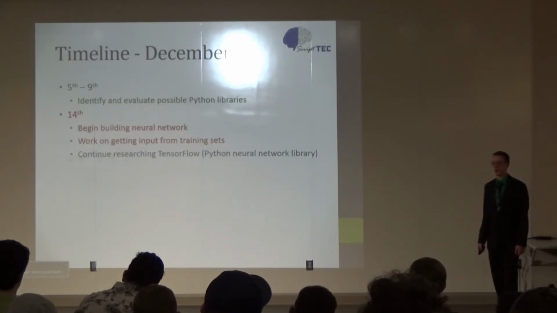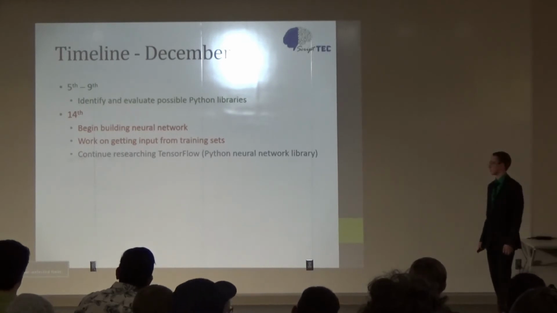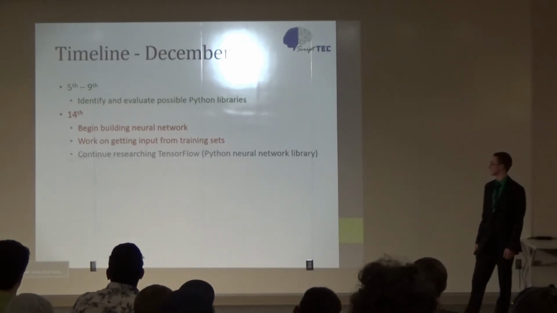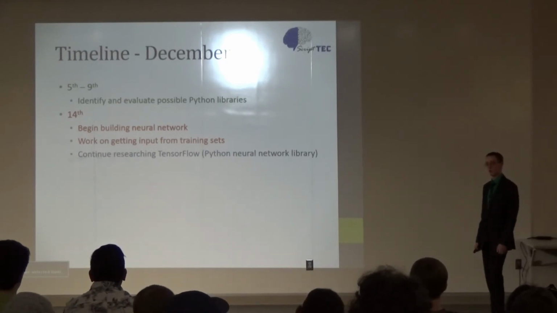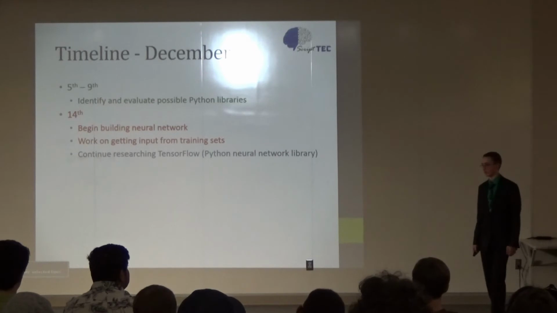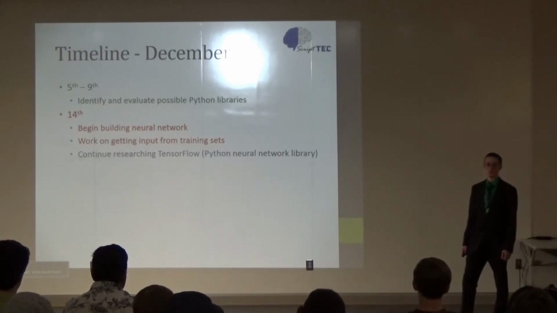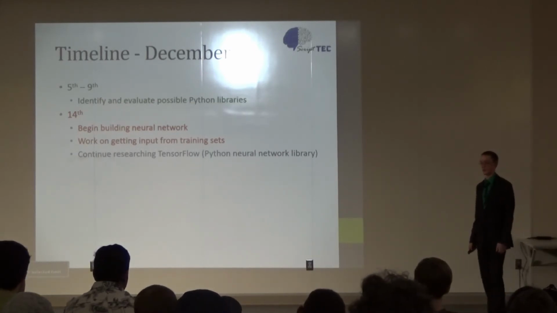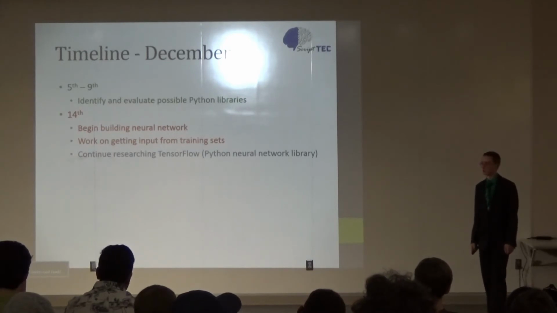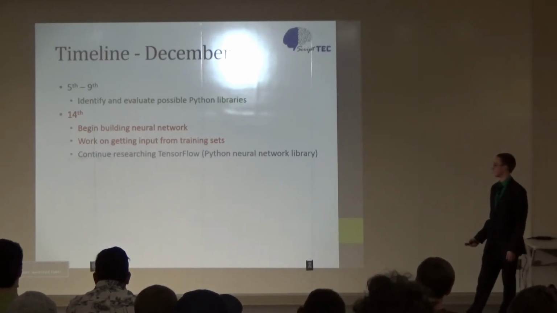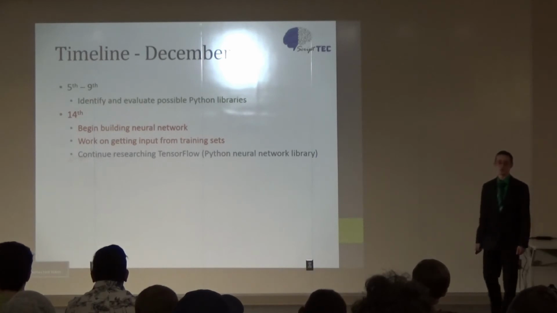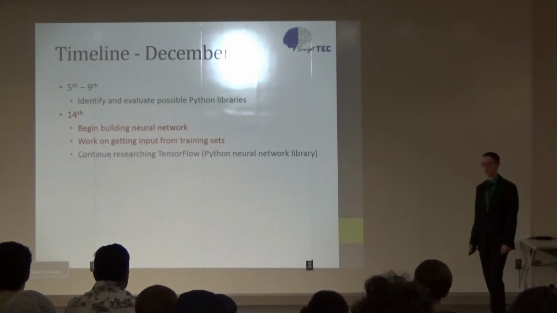Then in December, this is where my timeline started to go a little bit wrong. Because when I originally created the timeline, I had a general idea of how neural networks work, but I didn't actually know what went into creating a neural network. So in my timeline, I had specific dates where I said I would work on parts of the neural network, but after I did some research, I realized that's not how you build a neural network. So for example, on December 14th, I said I was going to work on getting the input from training sets. You don't actually, when you're making a neural network, take these different parts.